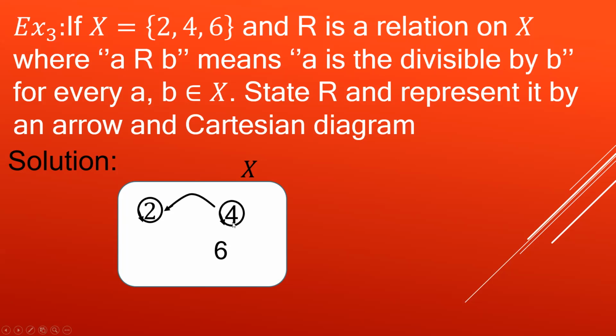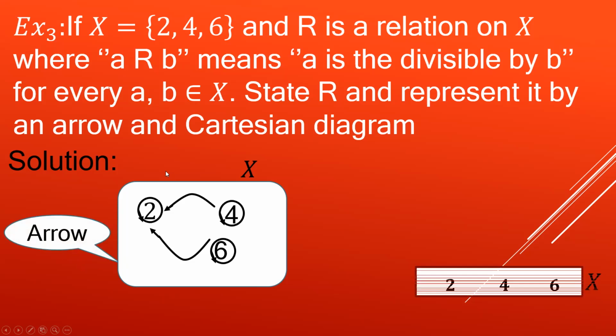And also 4 is divisible by itself. We can make a loop outside 4. And 6 is divisible by 2. We can draw an arrow from 6 to 2. And 6 is divisible by itself. We make a loop outside 6. And this is the arrow diagram.